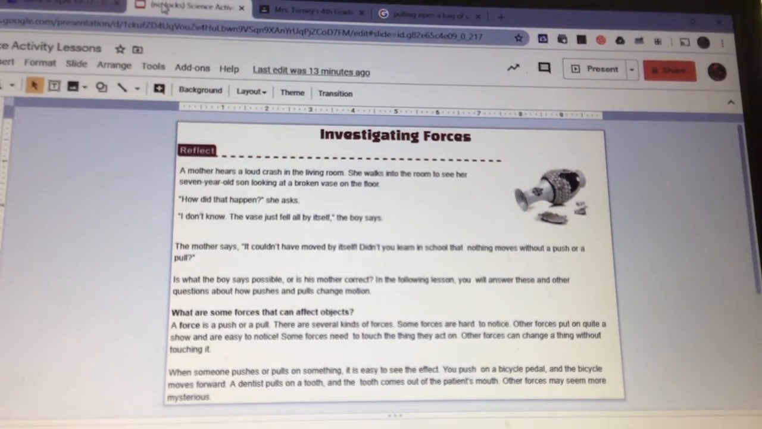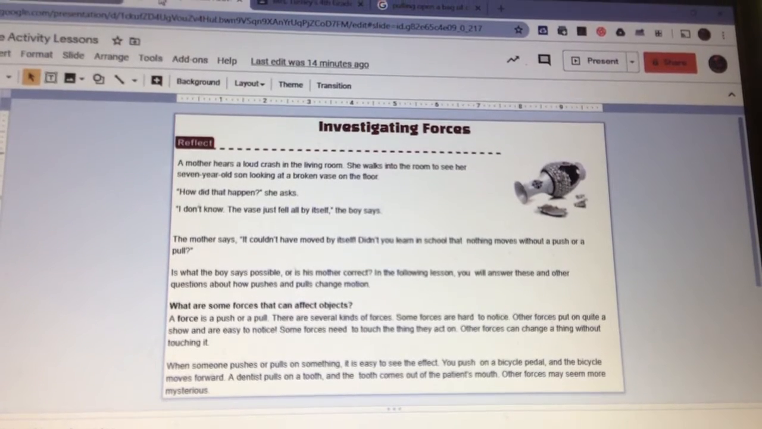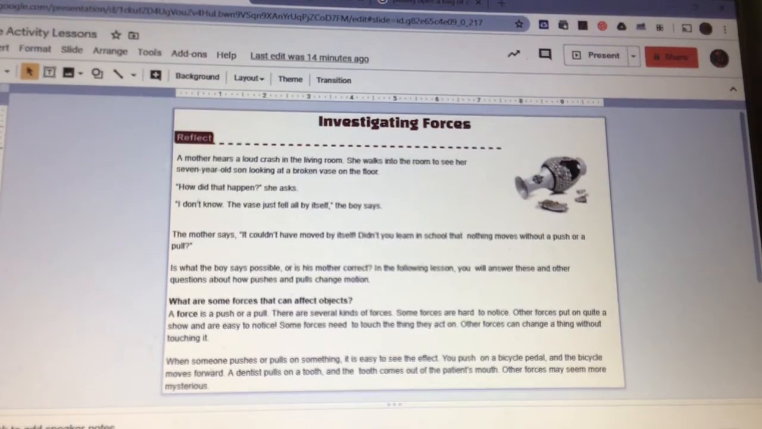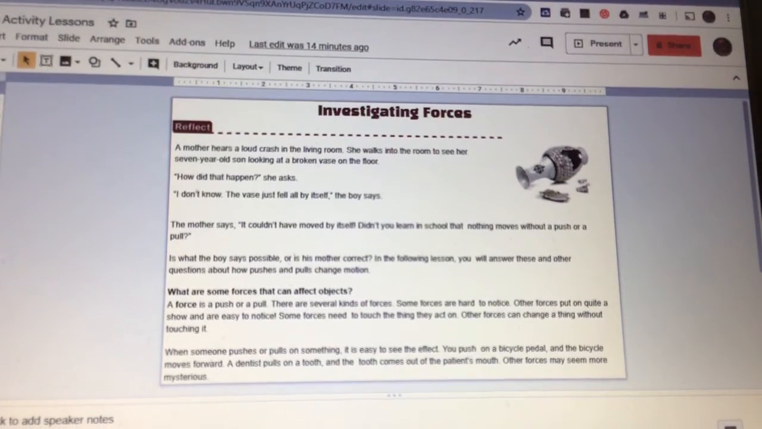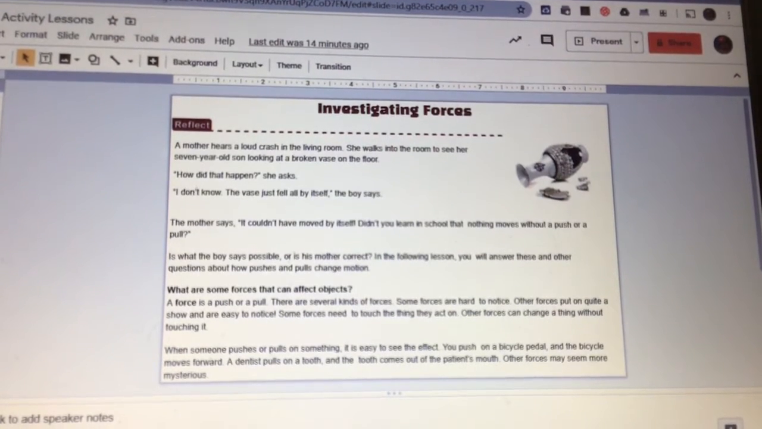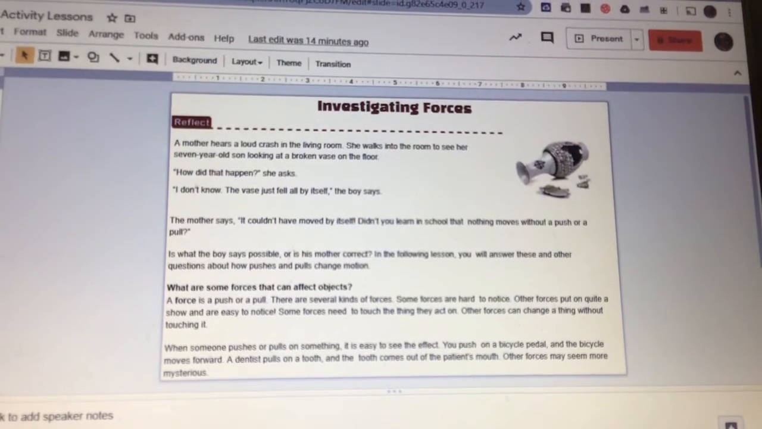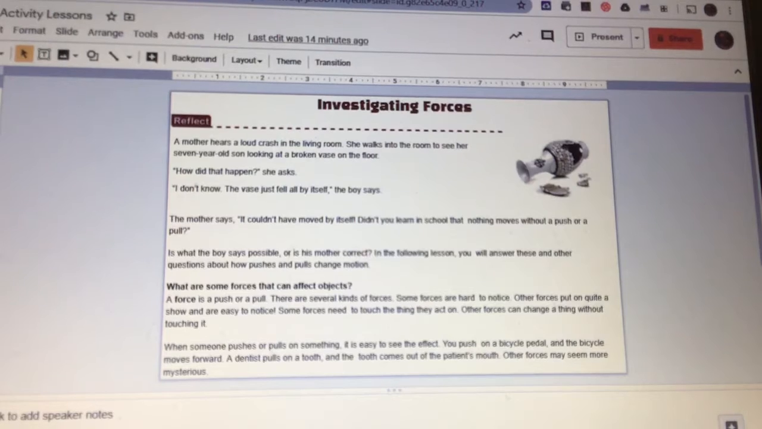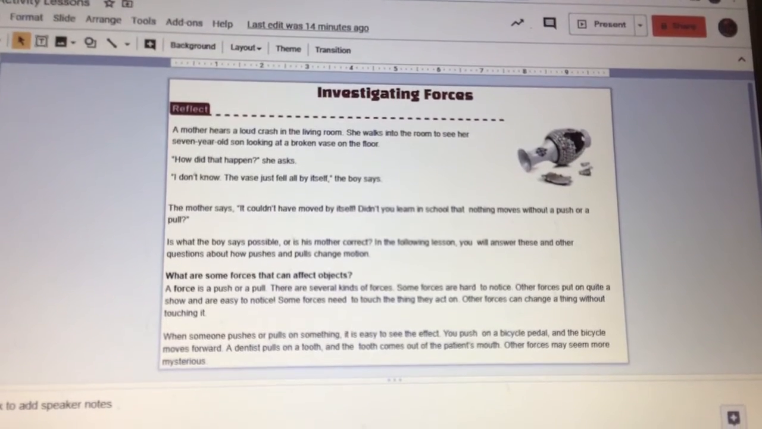What are some forces that can affect objects? A force is a push or a pull. There are several kinds of forces. Some forces are hard to notice. Other forces put on quite a show and are easy to notice. Some forces need to touch the thing that they act on, and other forces can change a thing without touching it, like maybe the difference between pushing a chair over or the wind pushing some leaves down the street.